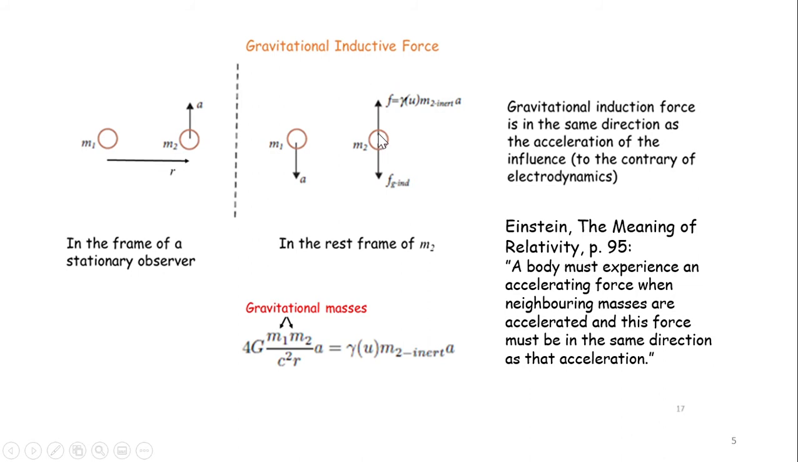M2 is accelerating upwards externally, so this is Newton's second law. And in the rest frame, these two forces have to be equal. So we have this equality: gravitational inductive force equals Newton's second law. I have inserted here a relativistic factor gamma depending on velocity u. This velocity u is the relative velocity between m1 and m2.